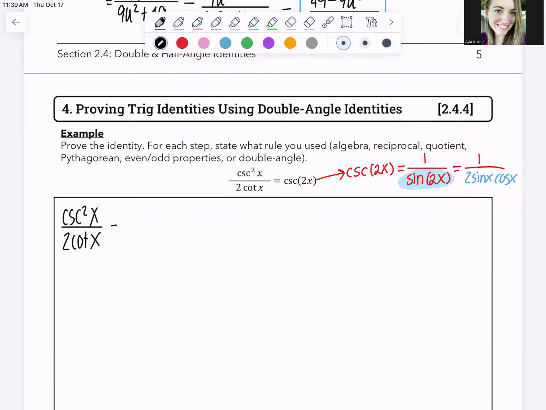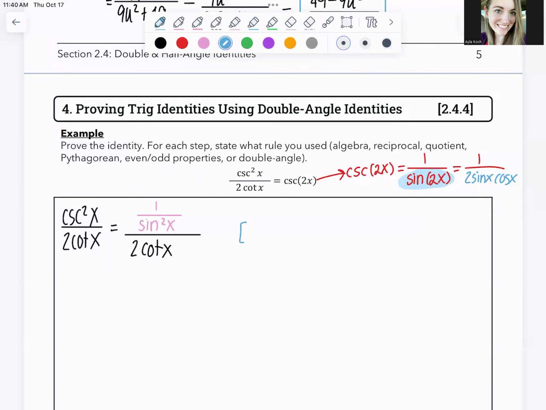Now, when I look at something like this, my initial thought is, well, I can change that into sines and cosines. So that's what I'm going to do. It doesn't matter which one you do first, if you do reciprocal first or if you do quotient first. With Alex, you do have to do them in separate steps, though. I'll go ahead and do the reciprocal one first. So cosecant, that's 1 over sine squared x, reciprocal of cosecant squared x, all over 2 cotangent x.